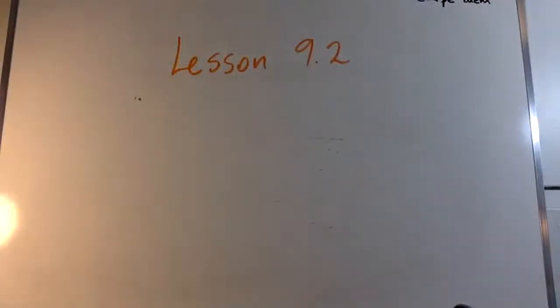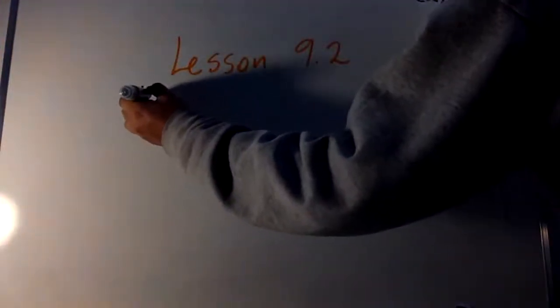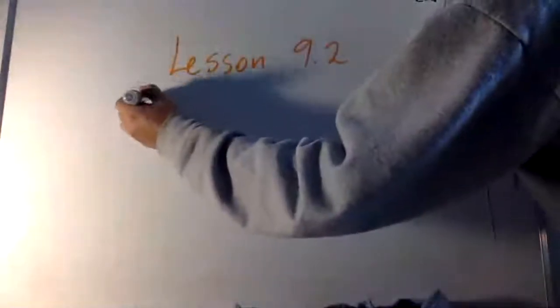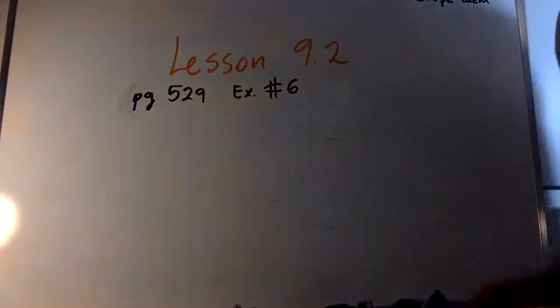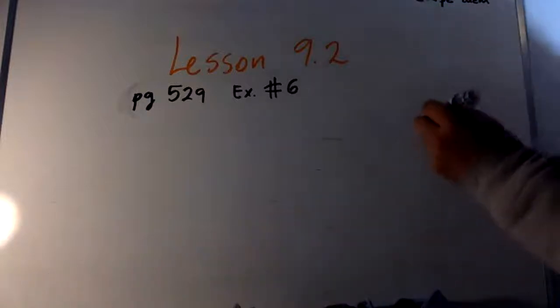Okay, so the first exercise I'm going to solve, and if you want to take a look at it later on, not now if you don't want to, they're on page 529 of the book. So it's going to be page 529, and I'm going to start with exercise number 6. Okay, and we have this right triangle.